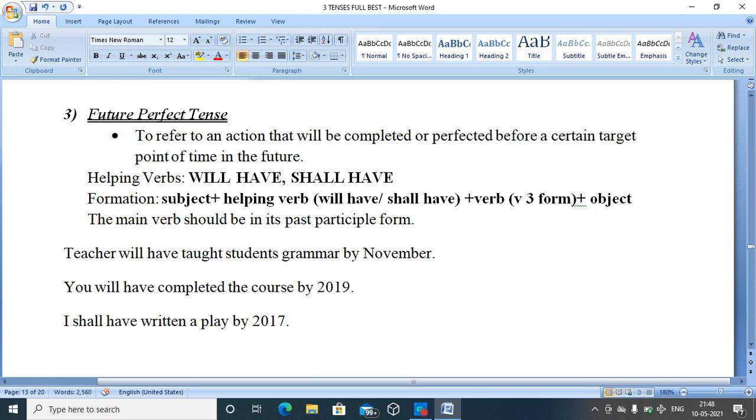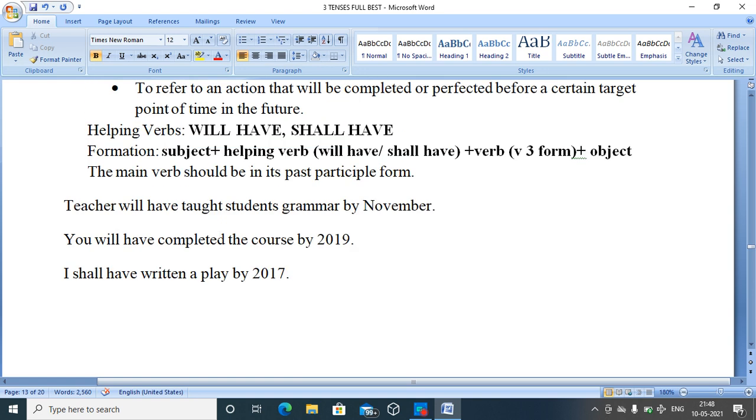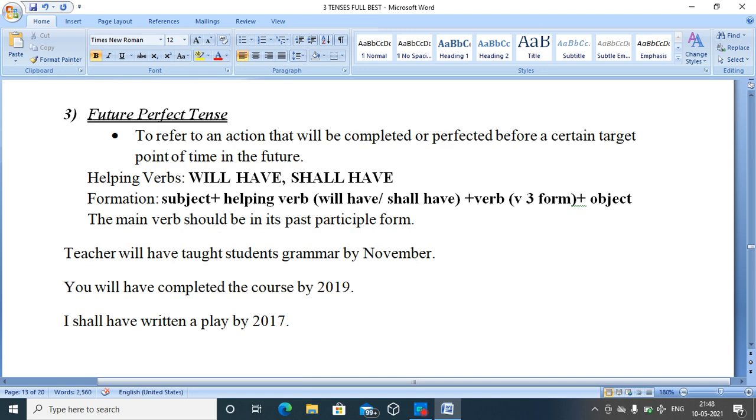Formation: you may have a look at the subject plus helping verb. You opt from will have or shall have, either will have or shall have accordingly. Then the verb form should be V3 only because it's a perfect tense, and then the object. If there is an object for the main verb, you can add that as well. Now let us take some examples.